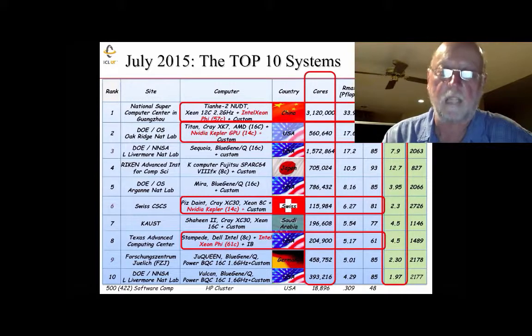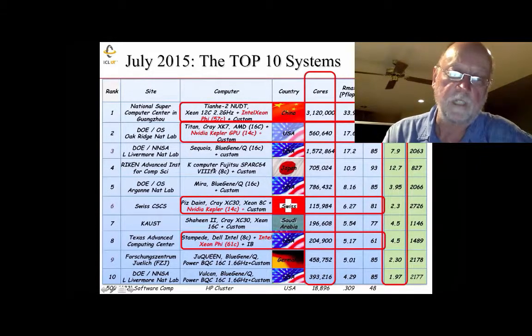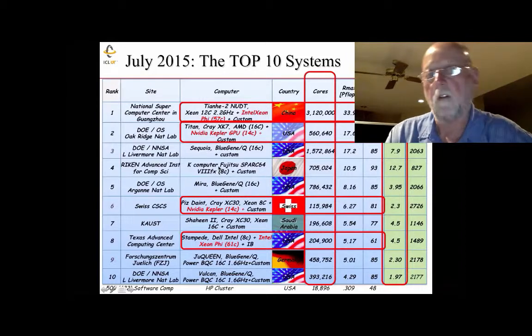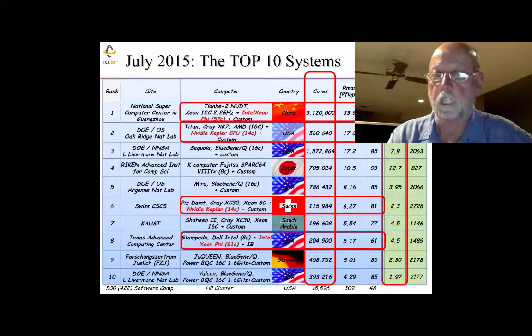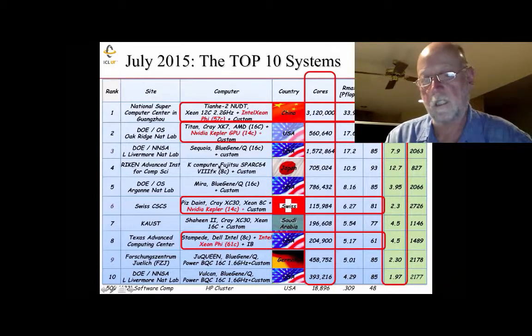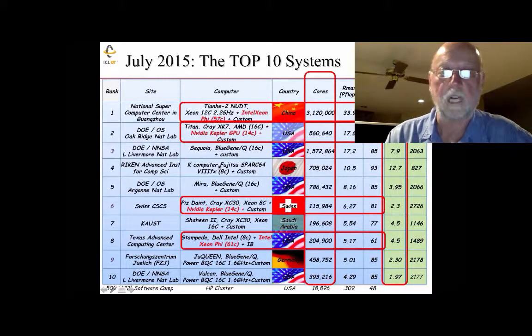In fact, the 3 architectural lines are represented here. First, straight commodity processors, such as the machine that comes from KAUST, or even the K computer. Then we have hybrid systems, these 4 machines that use accelerators. And then we have a few machines which use very lightweight cores in the form of the Blue Gene. 4 of the systems on the top 10 list use that core as their base processor.